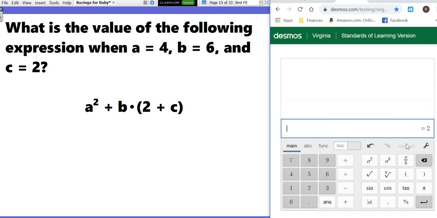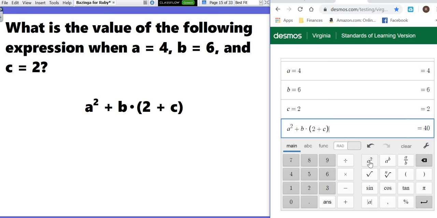All right, let's clear this again. Clear between every expression, because you don't want to mix up any of your variables. In this one, they're telling us that A equals 4, enter, and then B equals 6, enter, and C equals 2. So we've got all three of them there, 4, 6, and 2, A, B, and C. Now we're going to carefully type in what is there in our expression. A squared plus B multiplied, open parentheses, 2 plus C, close parentheses.